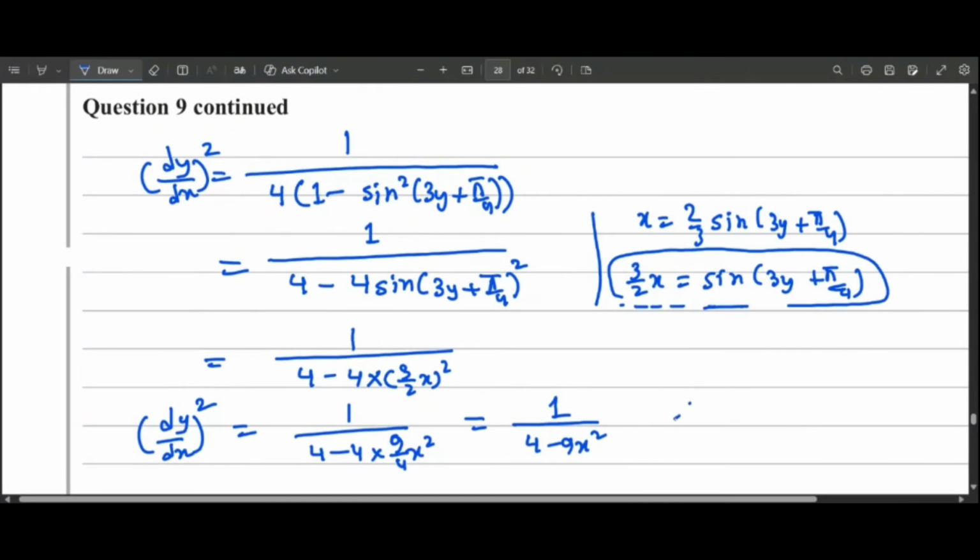From this final expression, we can see that p is equal to 4 and q is equal to minus 9. I'm sorry, q is equal to 9.